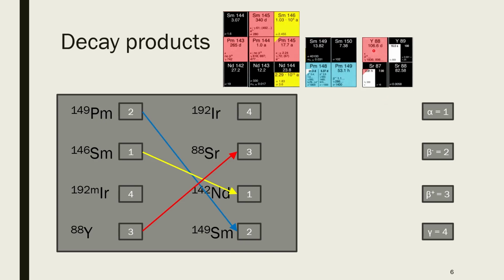So yttrium 88 does electron capture or beta plus to strontium 88. And as we can see here, we have iridium and another iridium isomer. So this iridium 192m does isomeric transition into iridium 192g, which I left out because there's no need for that.